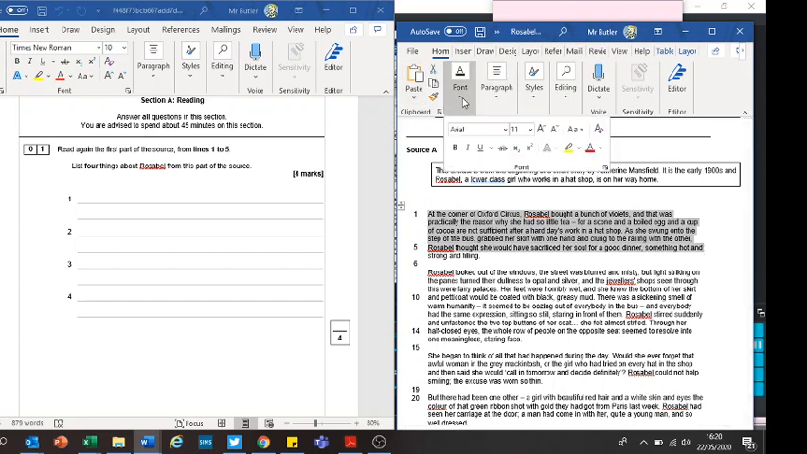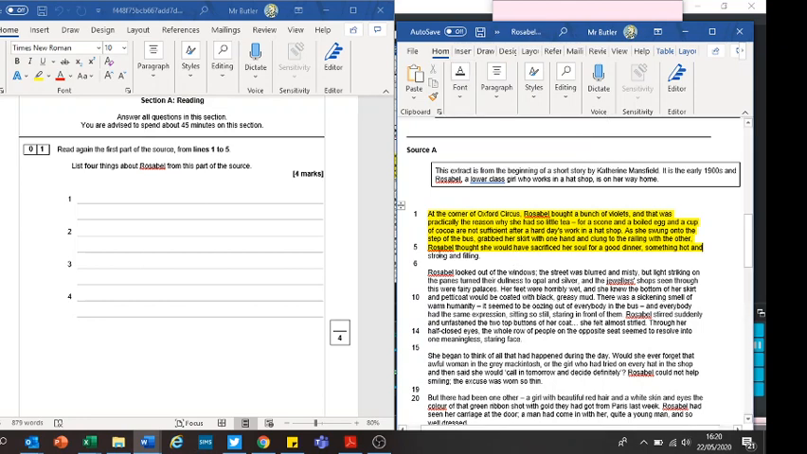You'd always have your highlighter. So there we go. Can we have 4 things about her? Rosabel bought a bunch of violets, and that was practically the reason why she had so little tea. For a scone and a boiled egg and a cup of cocoa were not sufficient after a hard day's work in a hat shop. So there's a few things there.